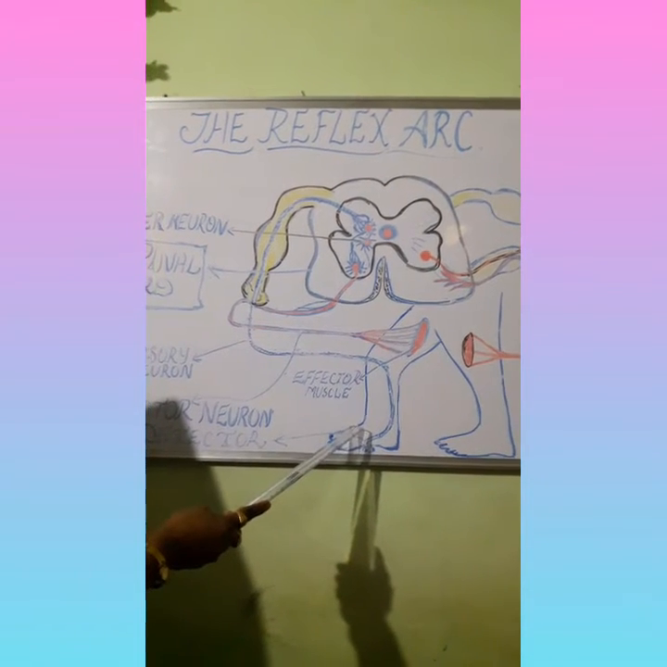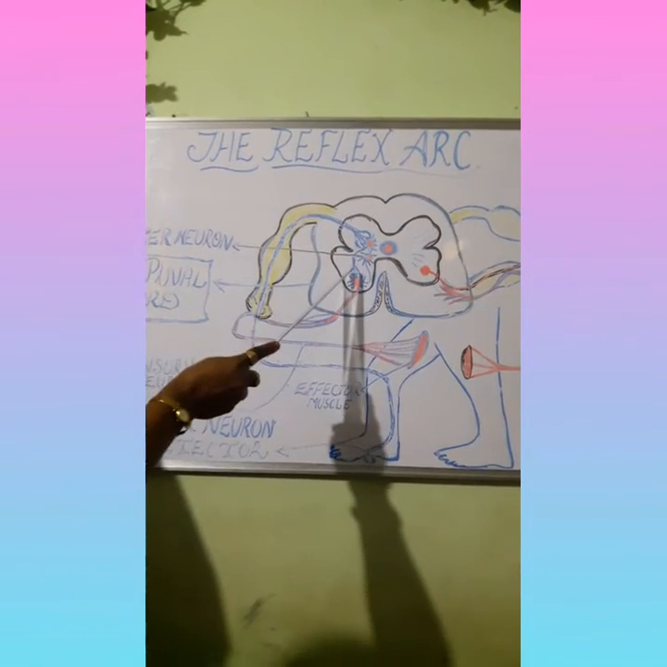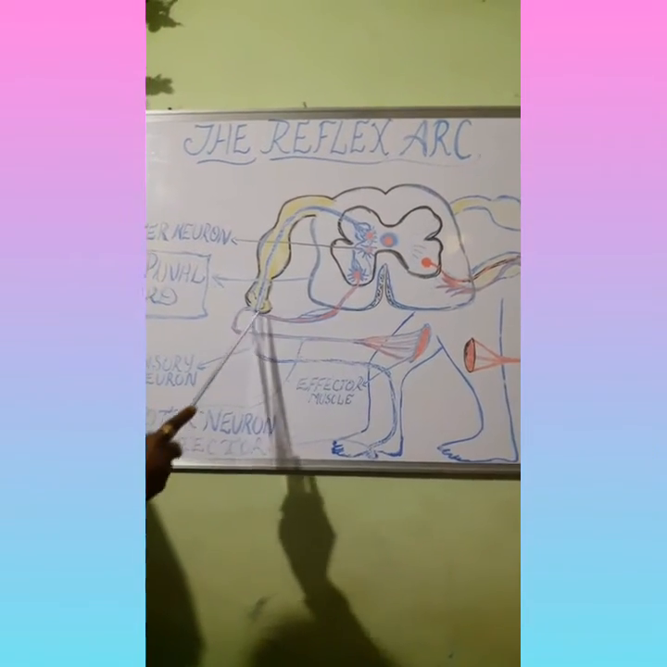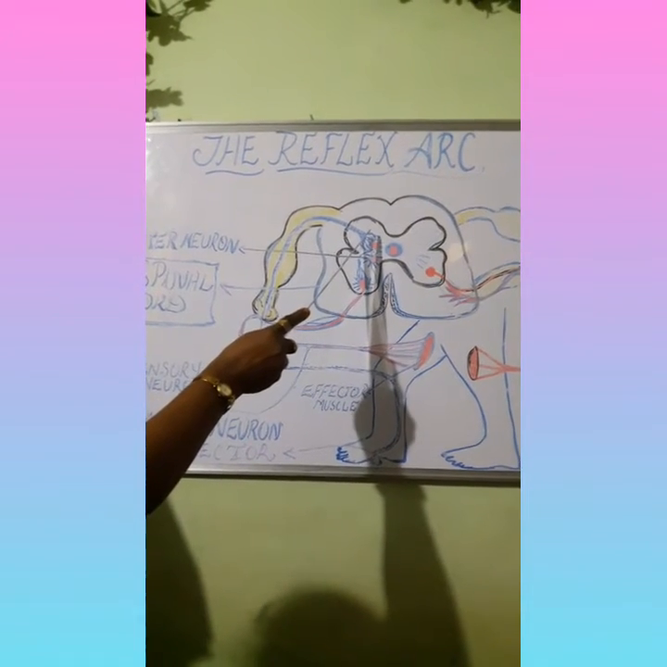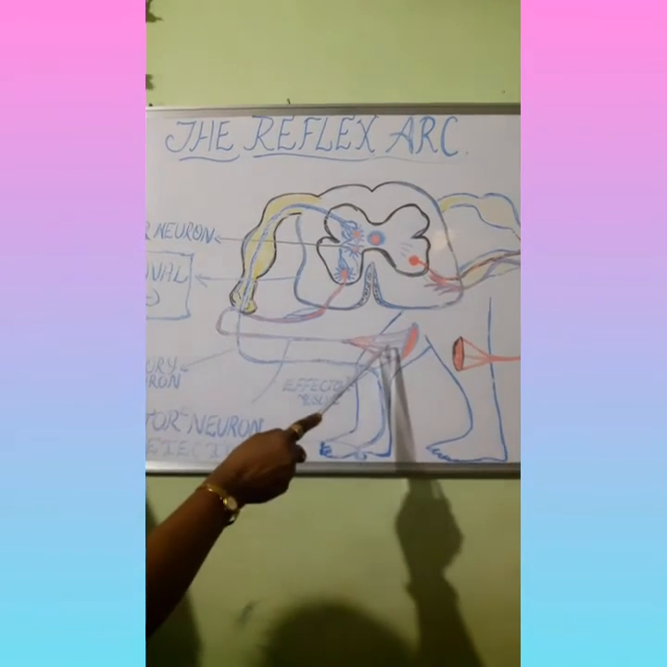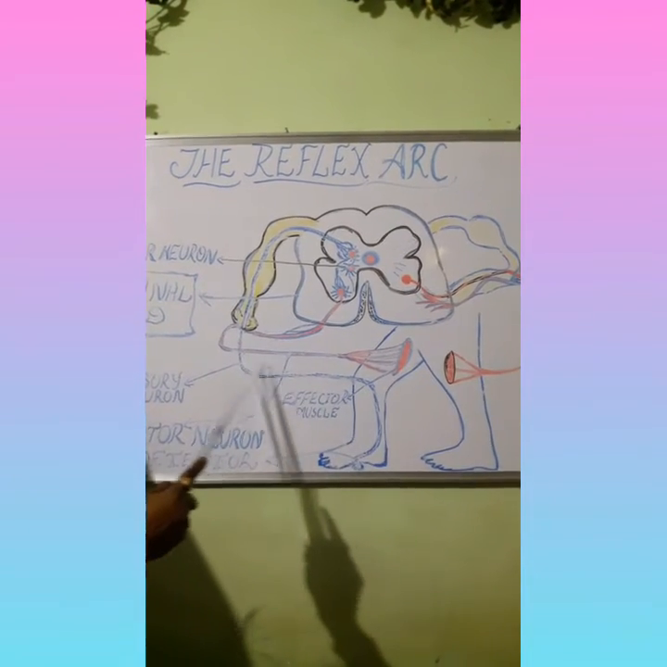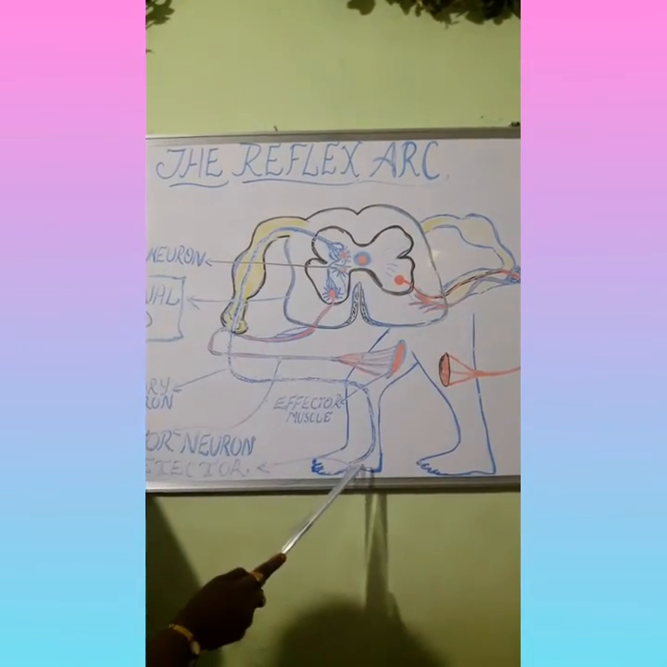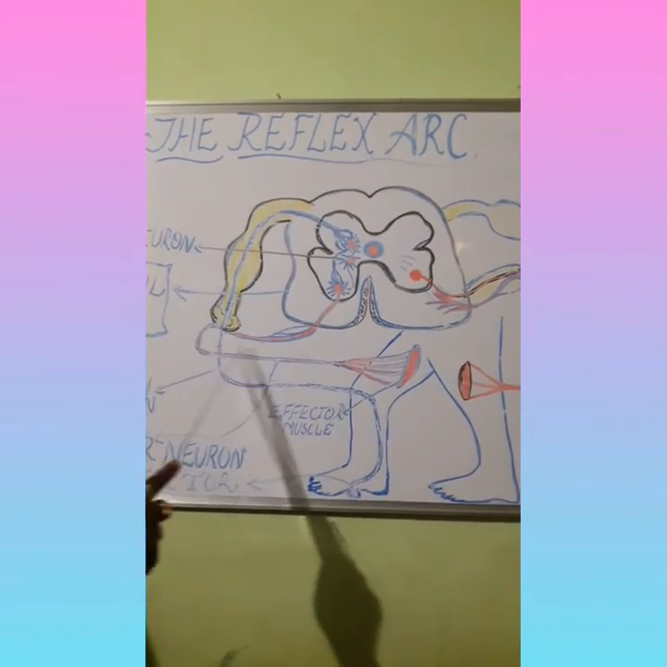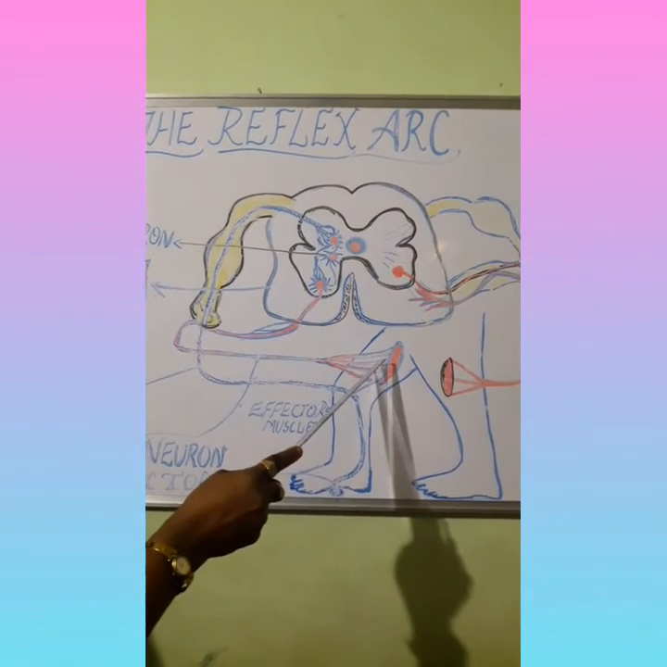Now let's define reflex arc. It is a single pathway going to the spinal cord from the detectors and returning back to the effectors. This is called a reflex arc.